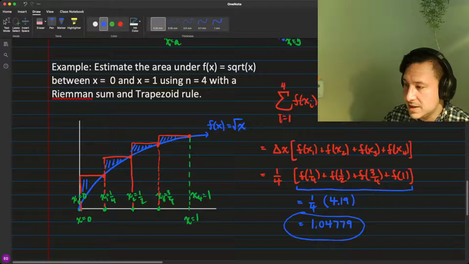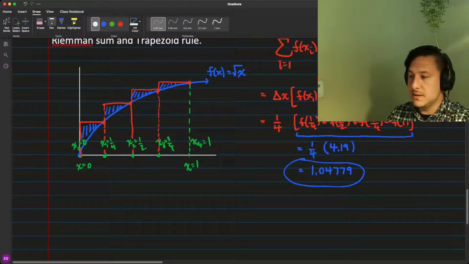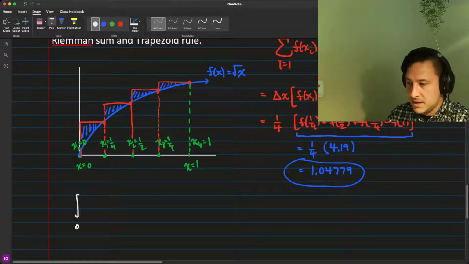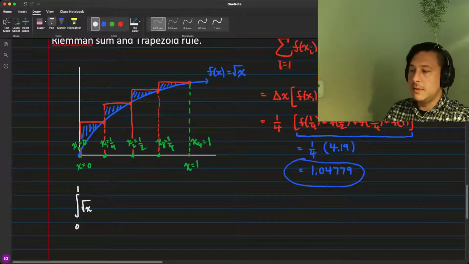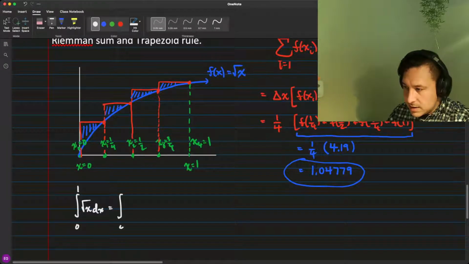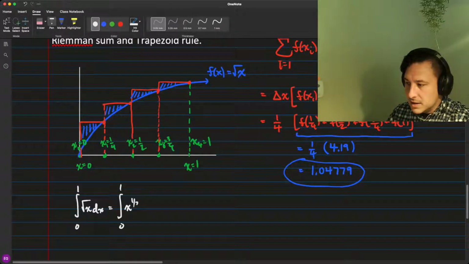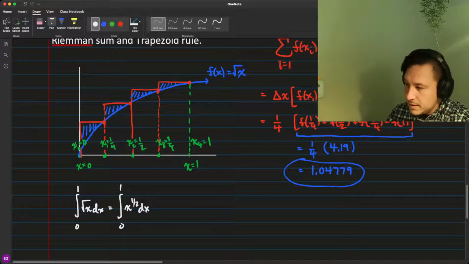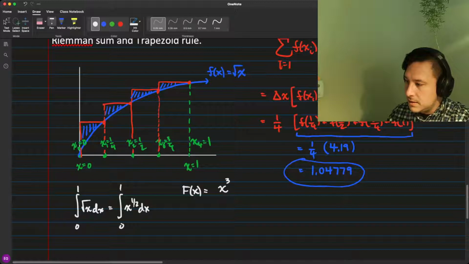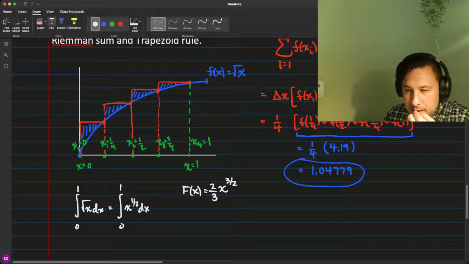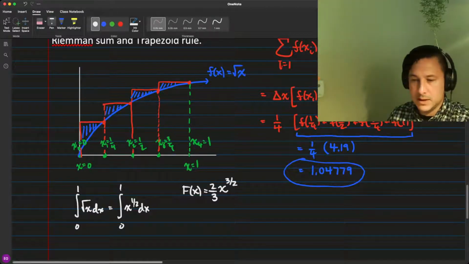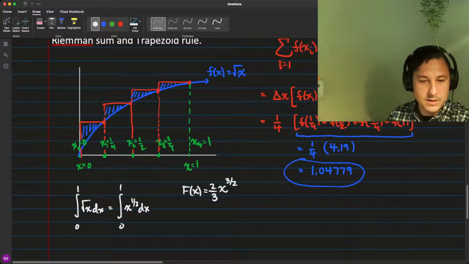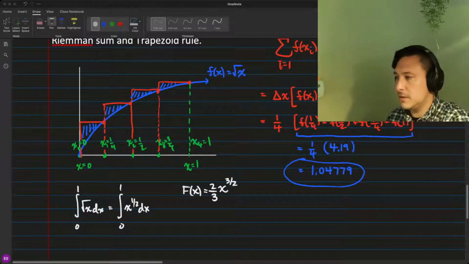So let's quickly calculate what the actual value is with 4 rectangles. So we're integrating from 0 to 1 square root x, which is integrating 0 to 1 x to the 1/2. Okay, the antiderivative is going to be 2/3 of x to the 3/2. I think it included... Oh, okay, let's go back and look. So you're saying it might have given us the wrong thing.